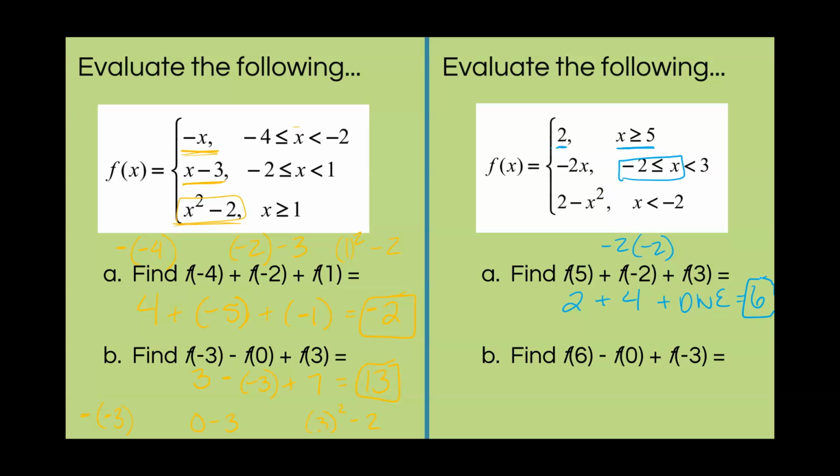Okay. All right. B, it says f of 6. So f of 6 is going to be greater than 5. So its answer is just 2. Minus f of 0. Well, 0 is in between -2 and 3. So we're going to say that. We're going to say -2 times 0, which is 0. And then -3. -3 is less than -2, so we're going to plug it in there.